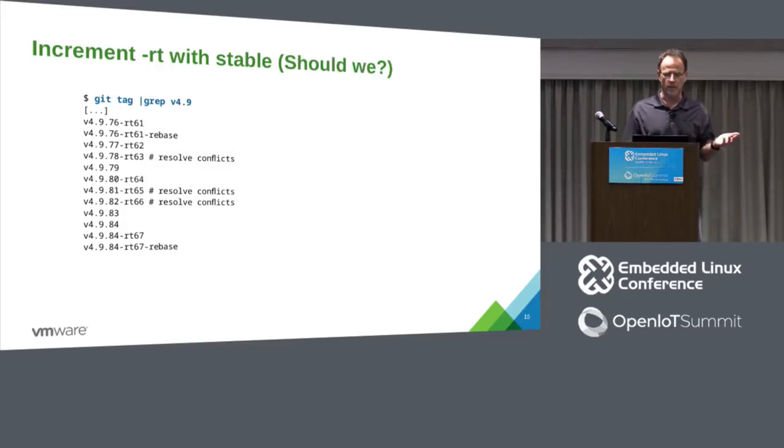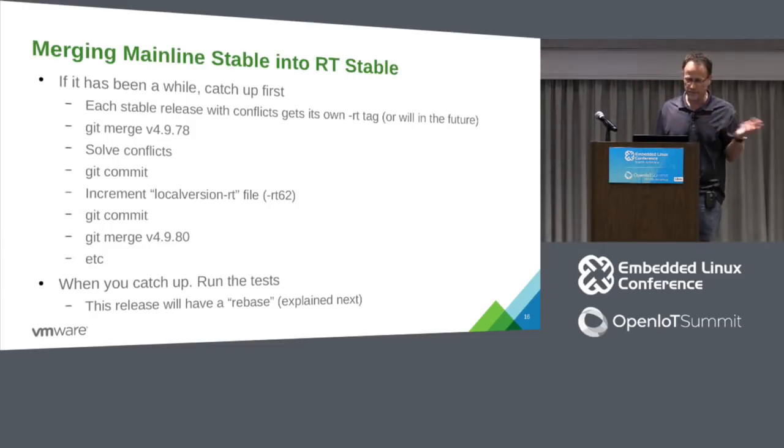One of the discussions that came up was, should we add a tag just before the conflict too? That way you can see if it works, that works. That's kind of up in the air. We may or may not. That's not a requirement. We may do it, we may not. So going back to it, what we plan on doing now is at each stable release, if there's a conflict, we're going to tag it, or at least we'll do that in the future.